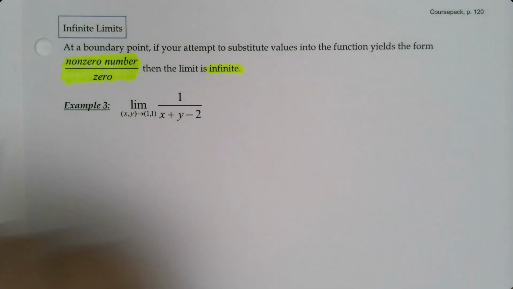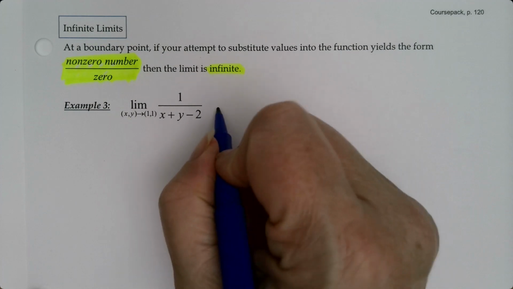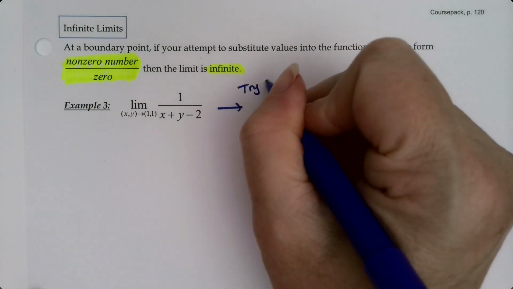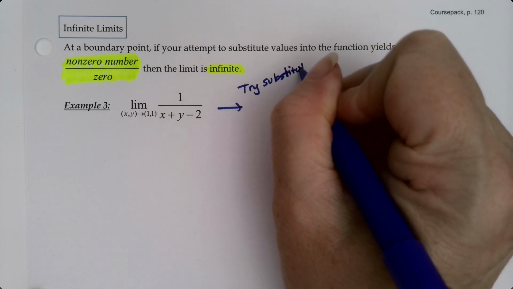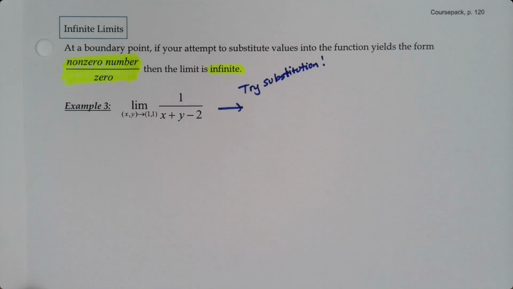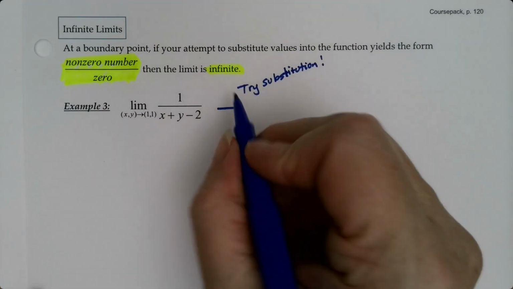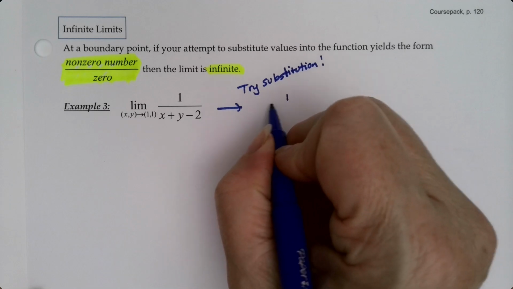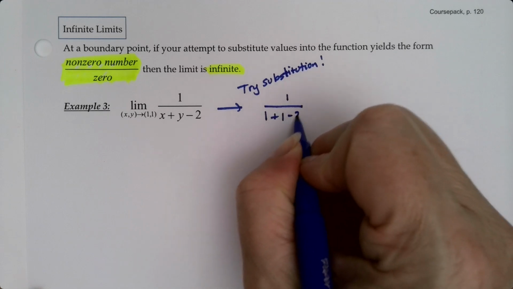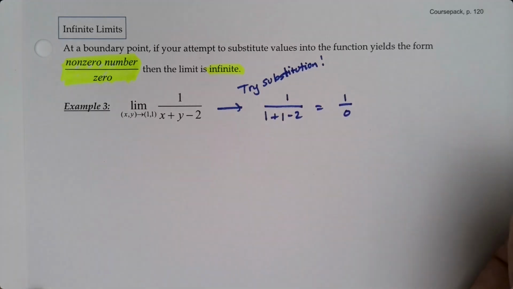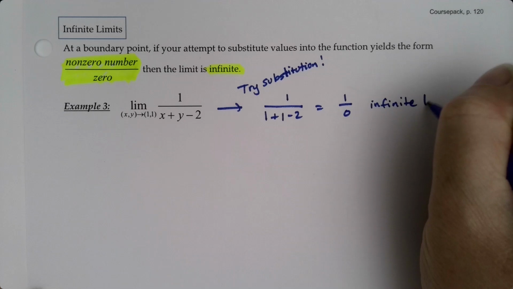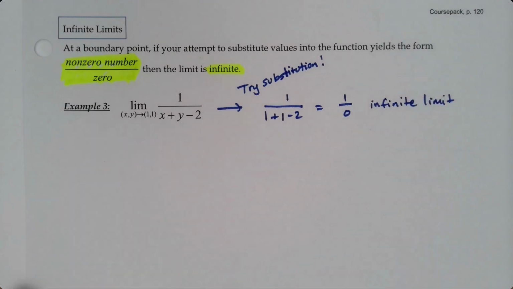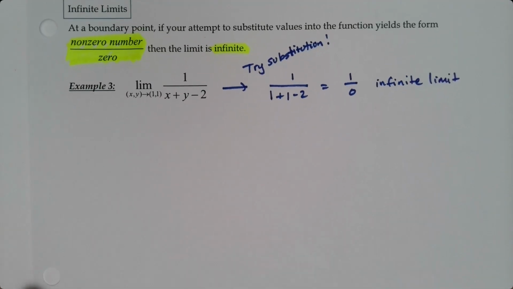So let's look. If I try substitution, remember 0 over 0 is a different story. 0 over 0 is a problem, that's an indeterminate form. But if I put in the value, I end up with 1 over 1 plus 1 take away 2, which is 1 over 0, which is an infinite limit. Okay, so let's look at this a little bit more in depth.